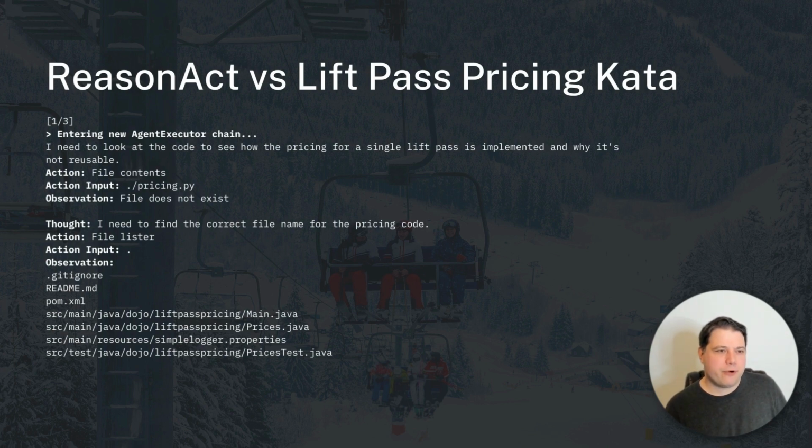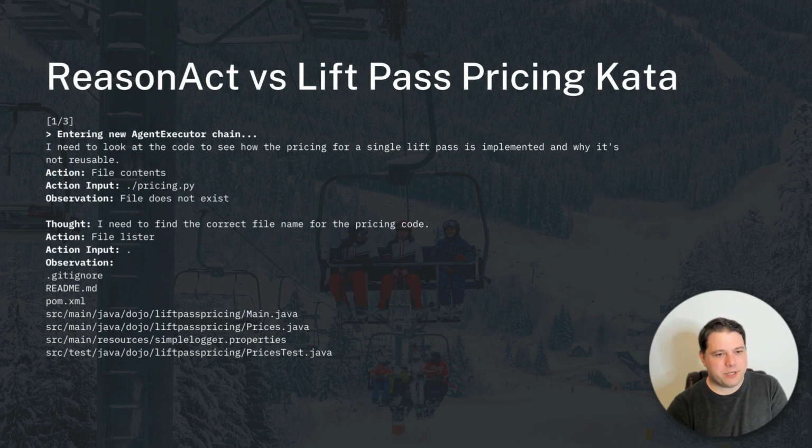I've given it that prompt, and it has a thought, which is, okay, I need to look at the code. And so it takes an action, file contents, lists pricing.py. Now, it should have done that. It should have listed the files first and discovered that this was the Java edition of the Kata. There's no pricing.py anywhere to be found, but it just got back, the result of the action is called an observation, got back file does not exist.